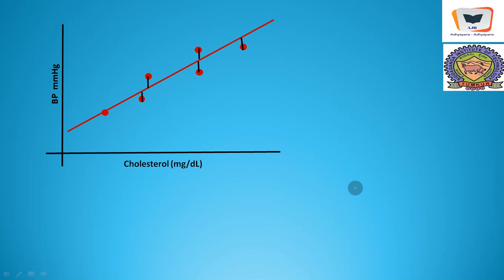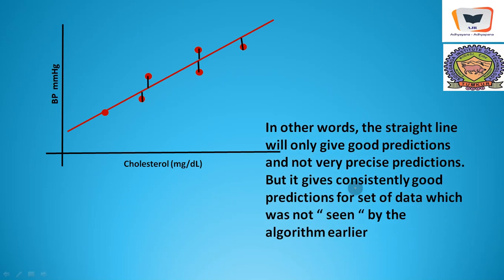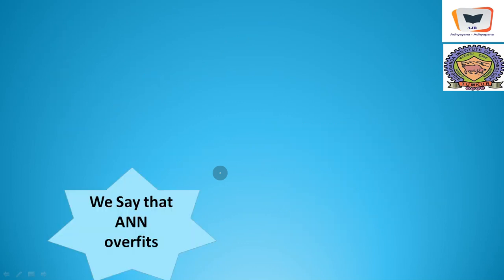In other words, the straight line will only give good predictions and not very precise predictions, of course, because there is an element of error here too. But it gives consistently good predictions for a set of data which was not seen by the algorithm earlier. That is a very interesting point about this particular example.